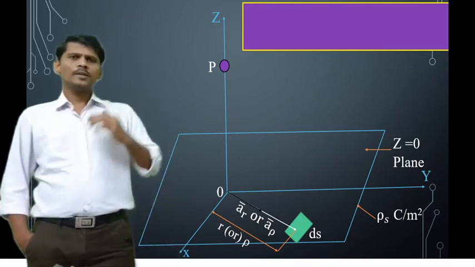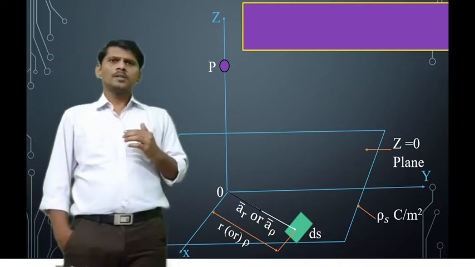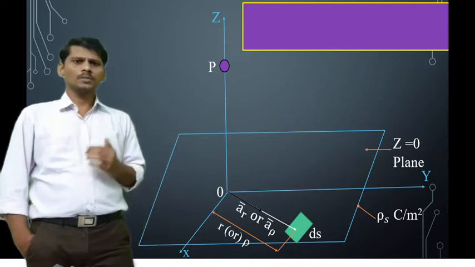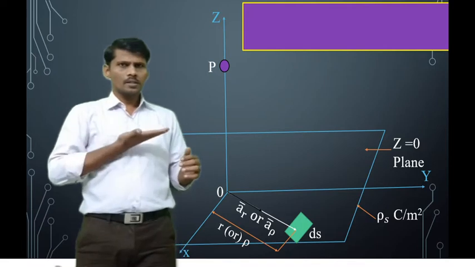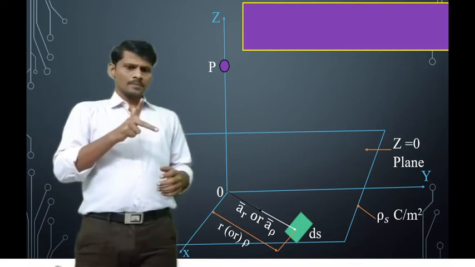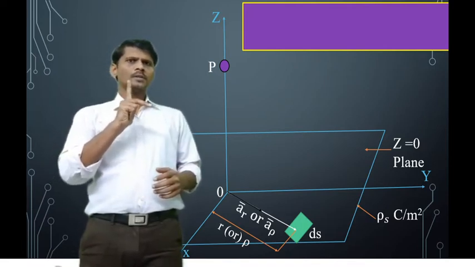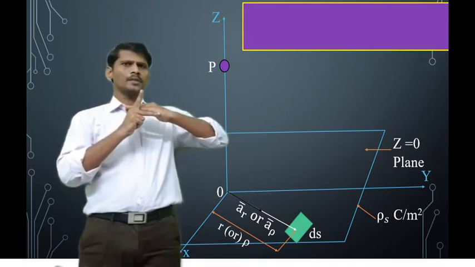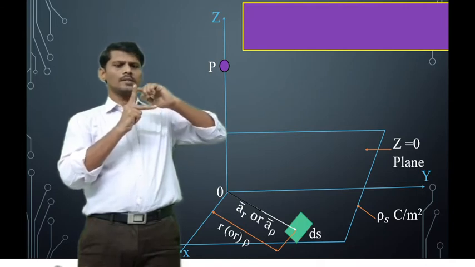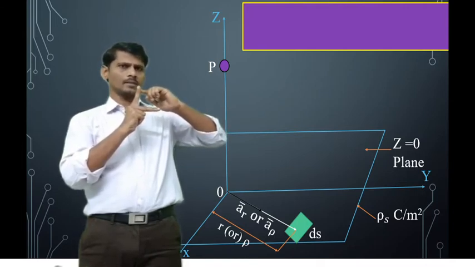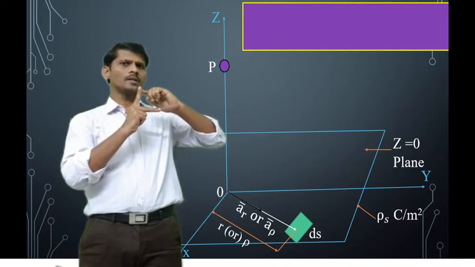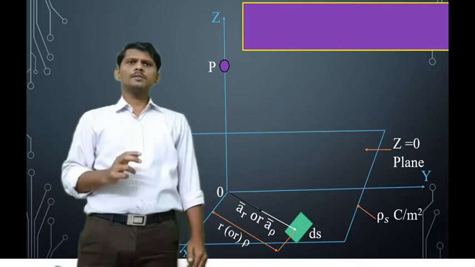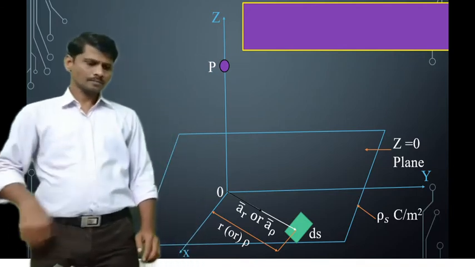The infinite sheet of charge is considered with the coordinate axes, x-axis, y-axis and z-axis, and this is the infinite surface sheet. Consider point P on the z-axis, perpendicular to the infinite surface sheet. Point P is considered at a distance h meters from the origin.